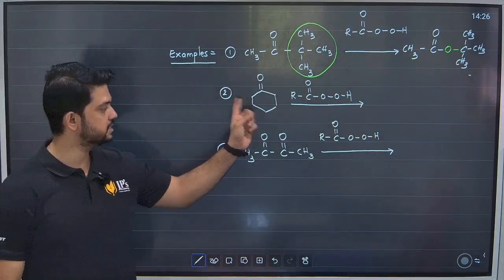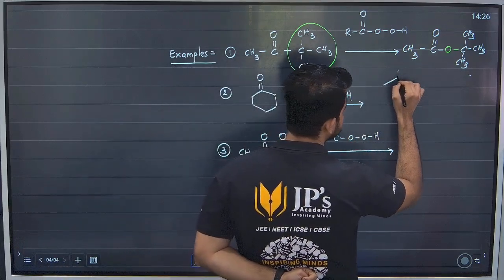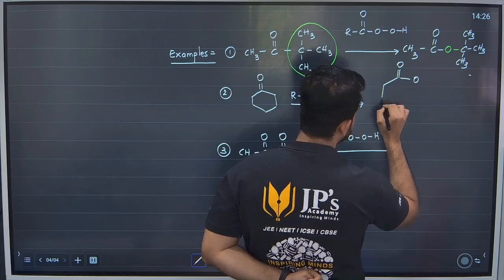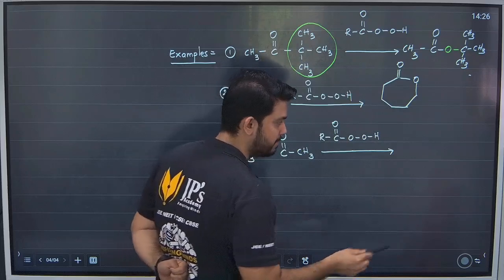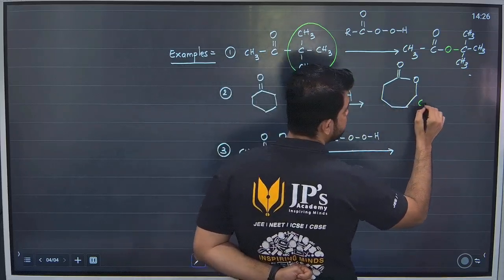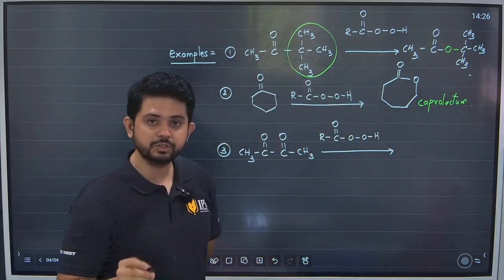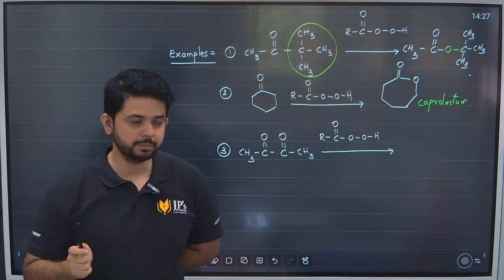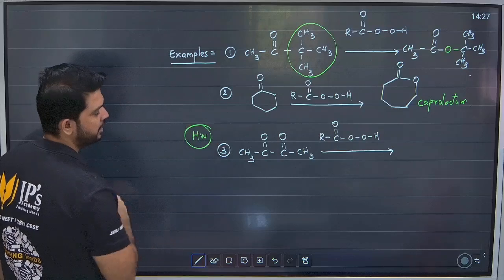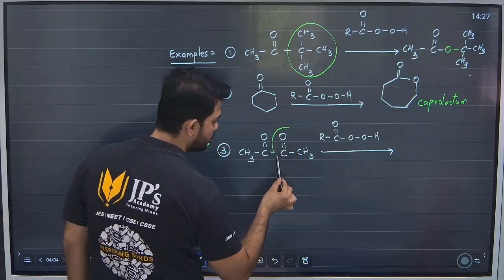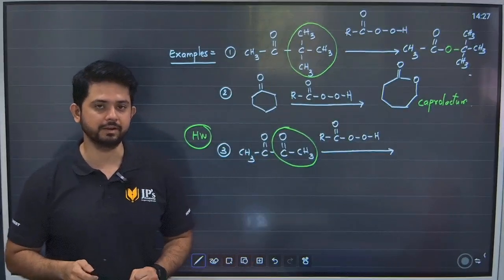Similarly students, this is cyclohexanone. Cyclohexanone gives us this product. And many students, if you remember, this is caprolactam. Caprolactam is used in the preparation of nylon 6. Students who have studied polymers will get this. And the third question, students, try to do this as homework. And this is your migratory group. Here its migration will happen and oxygen will be inserted in between.